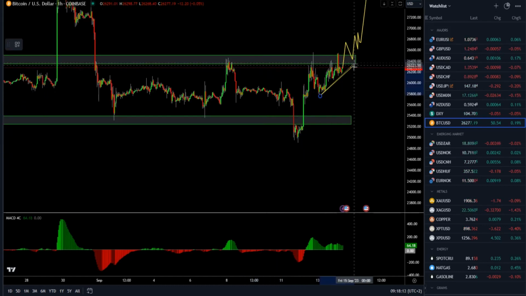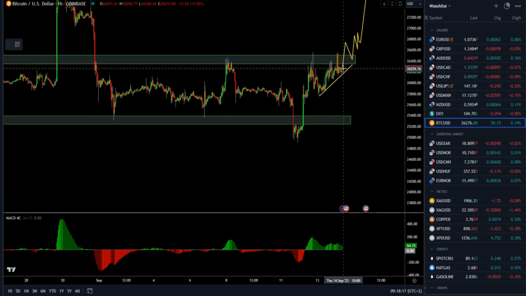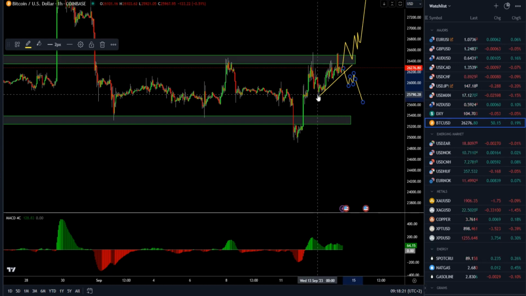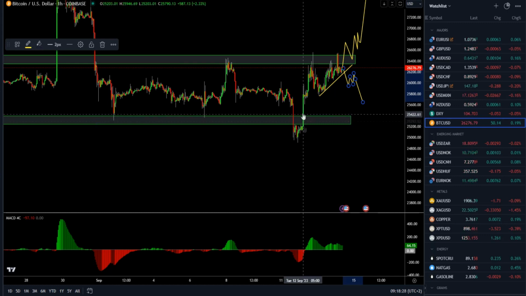But from this example, for the downside scenario, if we can see a break down here and hold below, then there is a chance for lower prices towards 25,780 or even towards the 25,300 mark. That will be all for this update, guys.